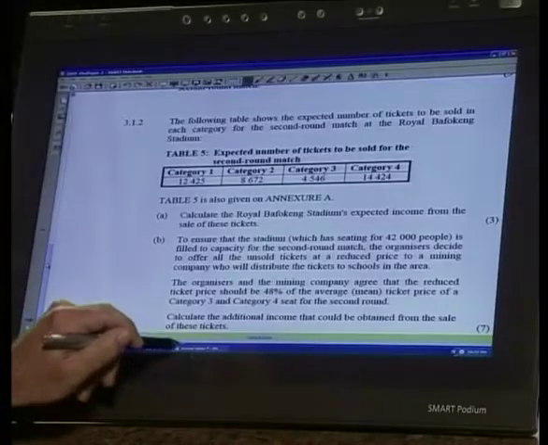Now, question A says we want to calculate the Royal Bafokeng Stadium's expected income from the sale of these tickets. Well, now we're going to actually use that formula that we wrote down at the beginning, because we'll need to now put in the category prices as well as the number of people which they've given us on our table over here. So let's do that quickly.